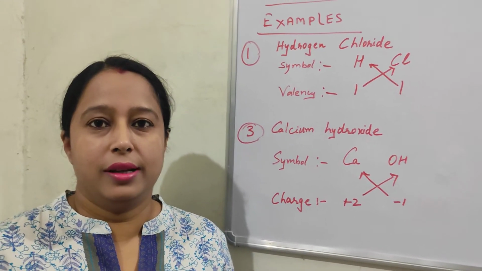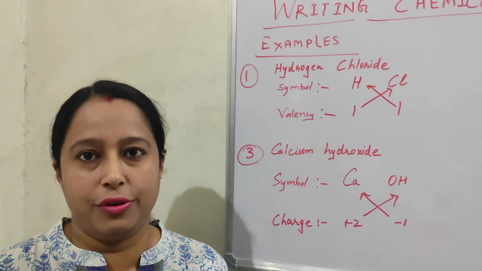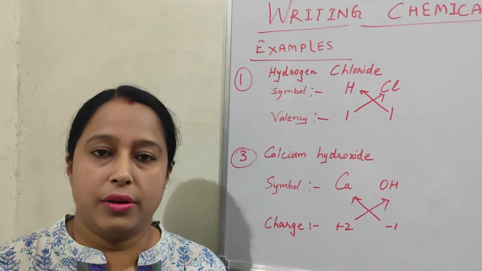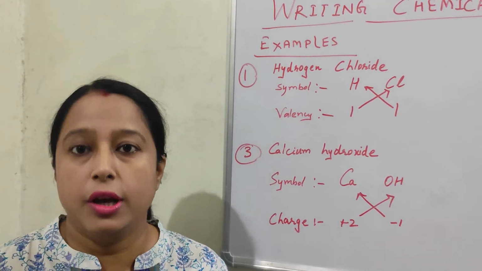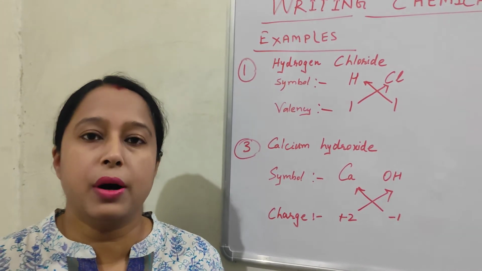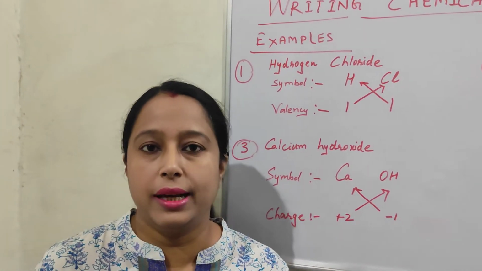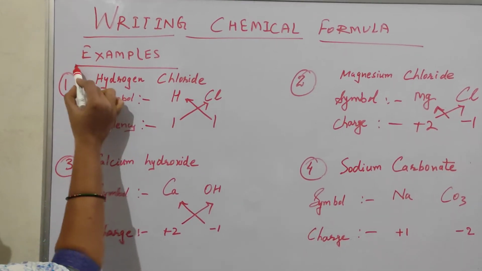Hello to all. Let us discuss more about the writing of chemical formula. Today we will try to know about it with the help of a few examples, where we will take very simple compounds as well as compounds containing polyatomic ions also. Now let us start with the simple one.